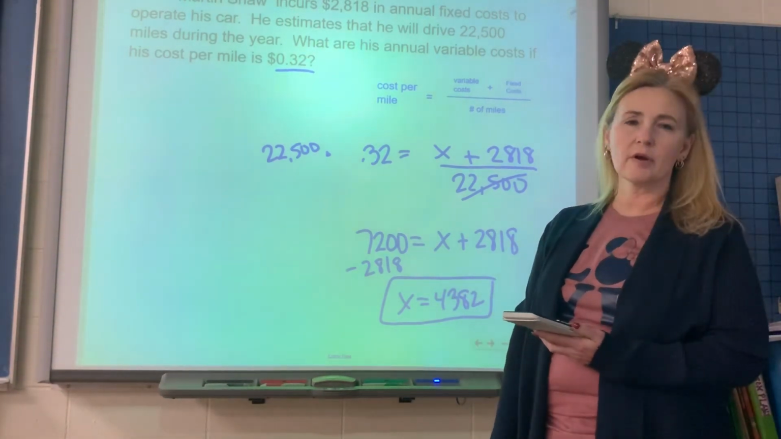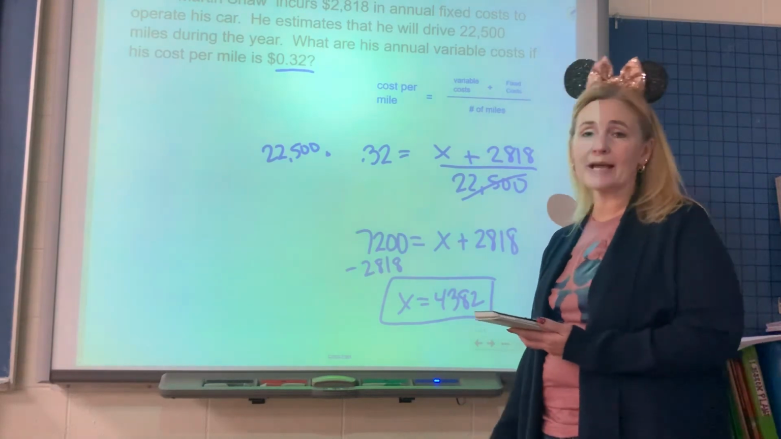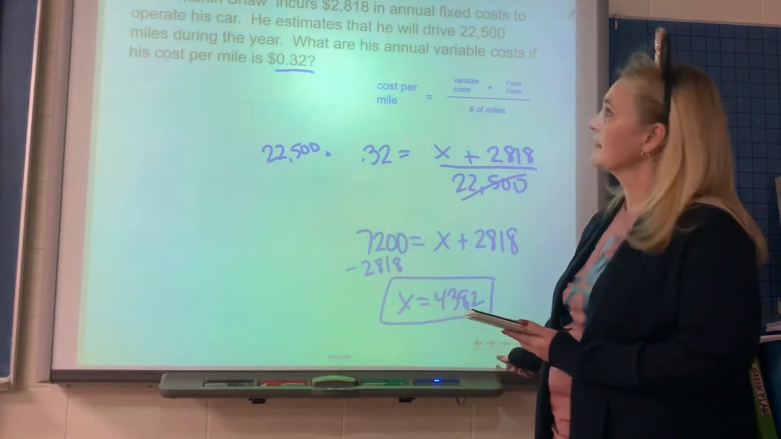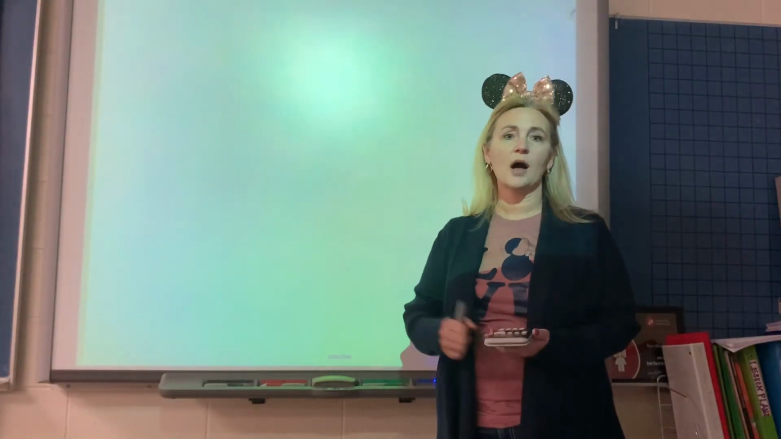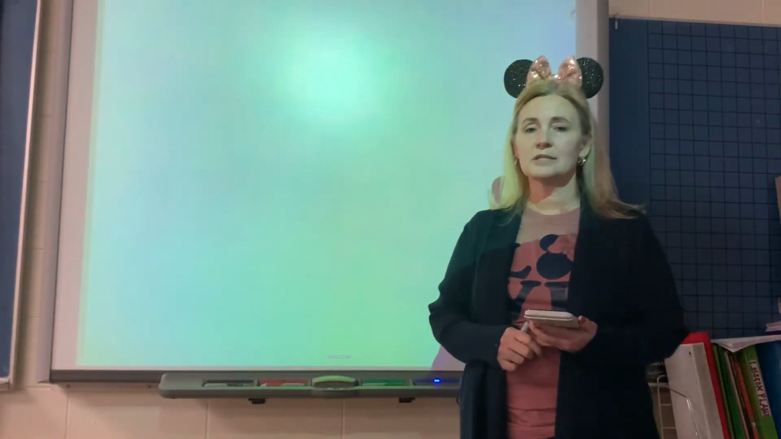$4,382 for all your variable costs, your tires, your repairs, your gas, your oil, your things like that you're spending on your car. That is our last example for section 9.5 on operating and maintaining costs for having a vehicle.